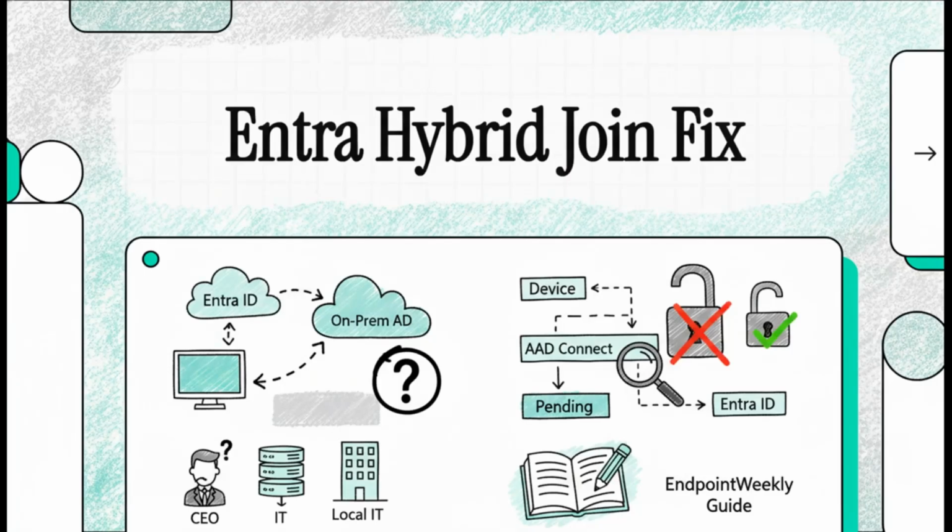Today we are tackling one of the absolute most deceptively frustrating IT headaches out there. If you're in local IT, a senior director, or even a CEO trying to figure out why your Zero Trust rollout is stalling, you are definitely going to want to stick around for this. We're looking at Microsoft Entra ID, and more specifically, the dreaded pending state for hybrid joined devices. We're going to decode exactly what this state means, why it happens, and most importantly, how to fix it for good using the comprehensive guide from Endpoint Weekly.